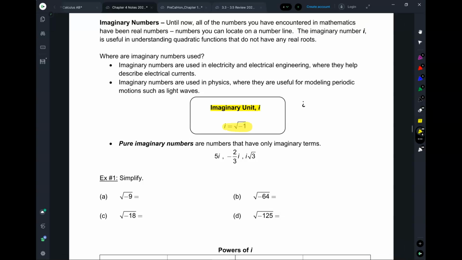Okay? So take a look at these numbers here: 5i, -2/3 i, i root 3. These are all purely imaginary numbers. Okay? You can have them in connection with real numbers as well. Then we call them something else, complex numbers, which we will get to. Okay, so where does this come about?